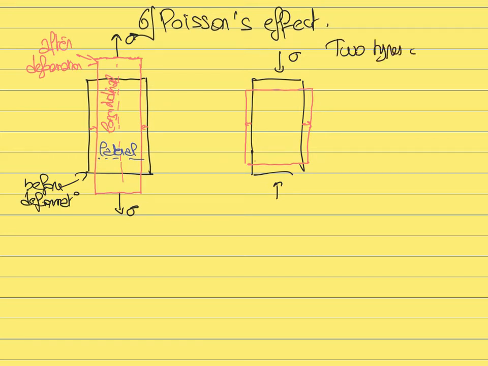You will have two types of deformation. The first one will be the one along the longitudinal axis, so along the longitudinal direction. Along this longitudinal direction, you will have one type of strain, which is the longitudinal strain.